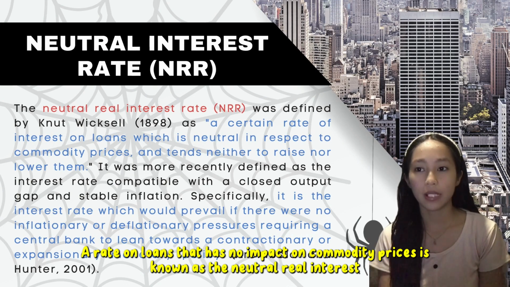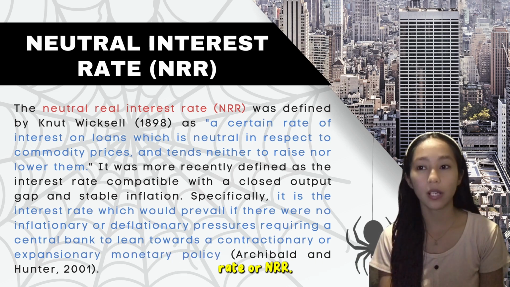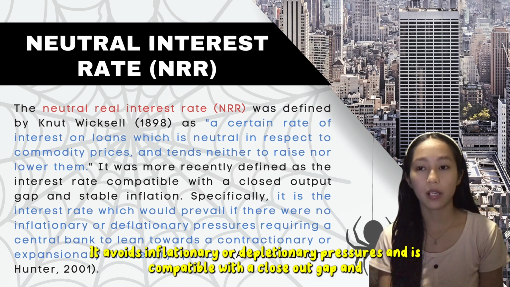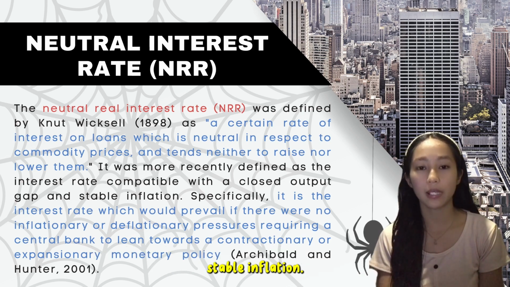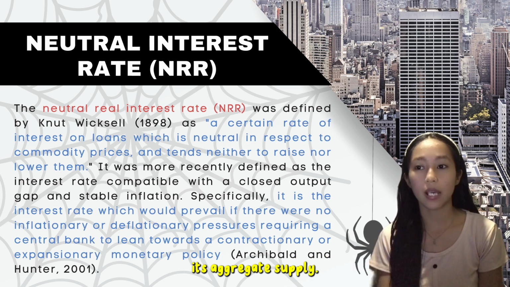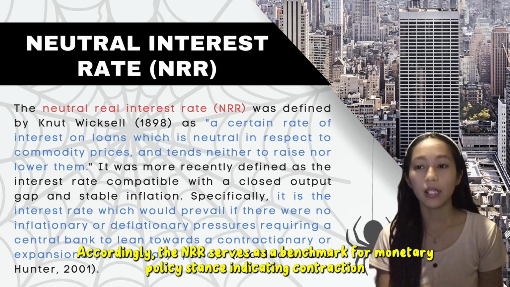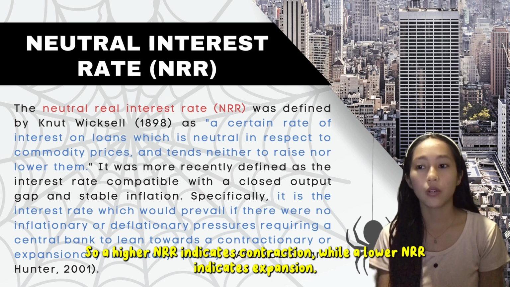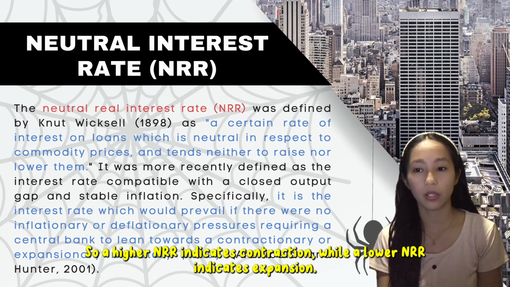A rate on loans that has no impact on commodity prices is known as the neutral real interest rate, or NRR. It avoids inflationary or deflationary pressures and is compatible with a closed output gap and stable inflation. In simple terms, the neutral interest rate balances an economy's aggregate demand with its aggregate supply. Accordingly, the NRR serves as a benchmark for monetary policy stance, indicating contraction or expansion. So a higher NRR indicates contraction, while a lower NRR indicates expansion.